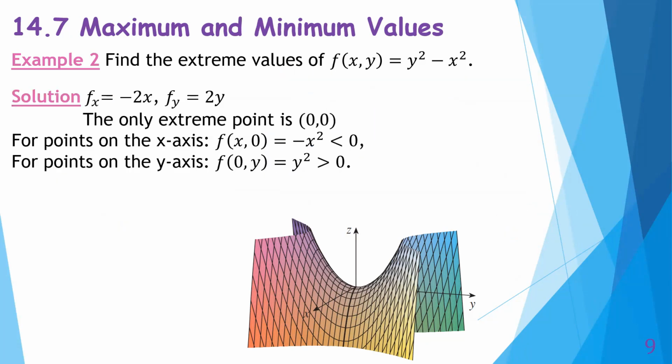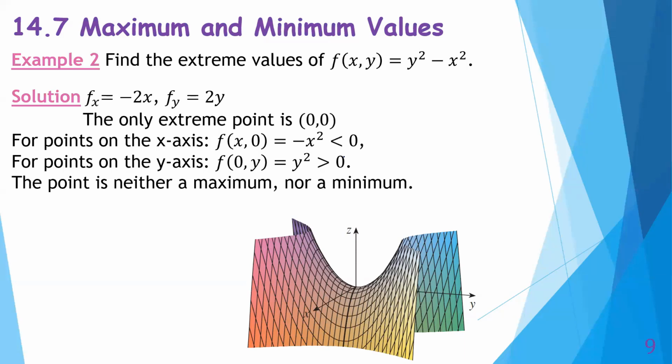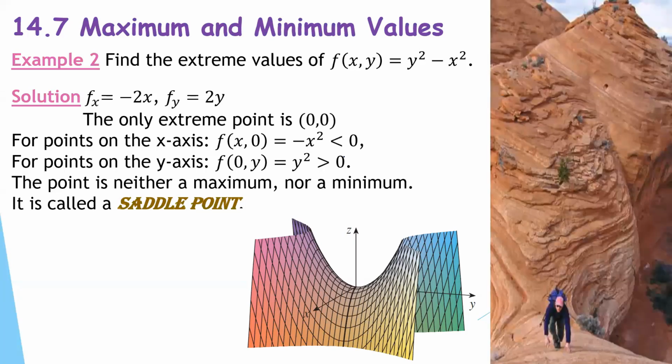So here we see, for example, when we go in direction y equals 0, we obtain negative values. Whereas when we go in direction x equals 0, we obtain positive values. So it's clear that it's not a maximum or a minimum, but a saddle point, and we can see it from the graph. So this is another picture of saddle points.